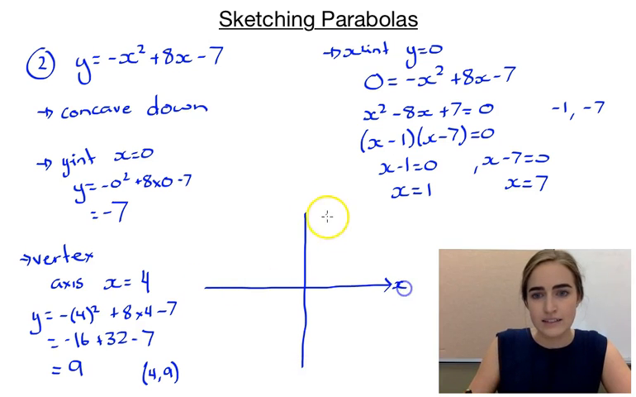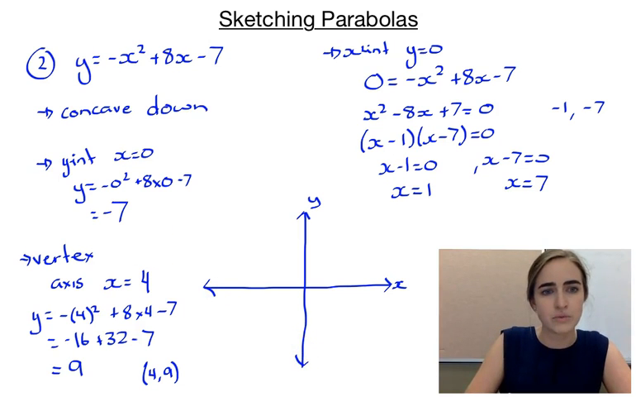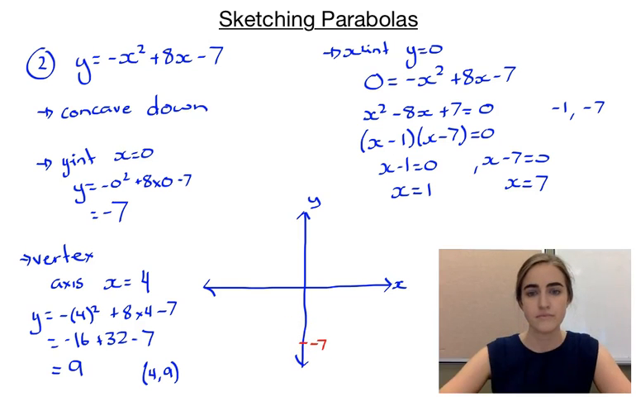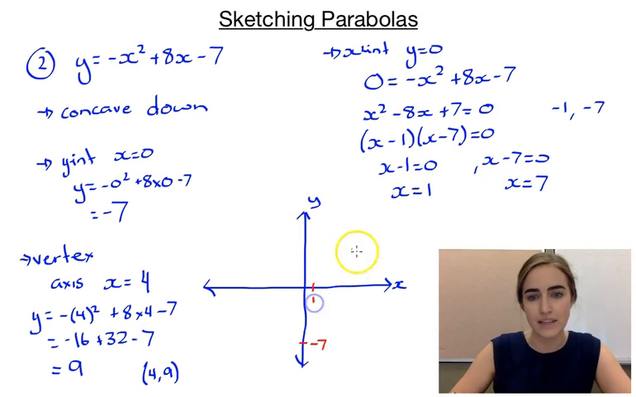we've got our x-axis and our y-axis. We'll put in the information that we know. So we know we have a y-intercept of minus 7. So that's going to be down here somewhere. Then we're going to have x-intercepts of 1 and 7. So 1 would be about here, and 7 would be over here somewhere.